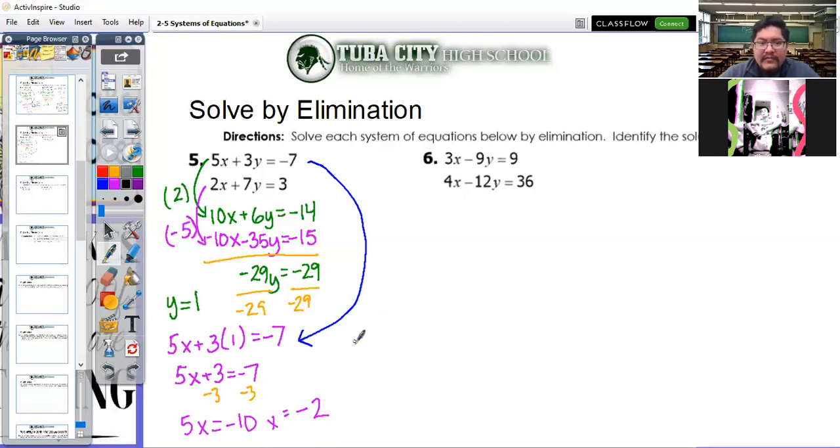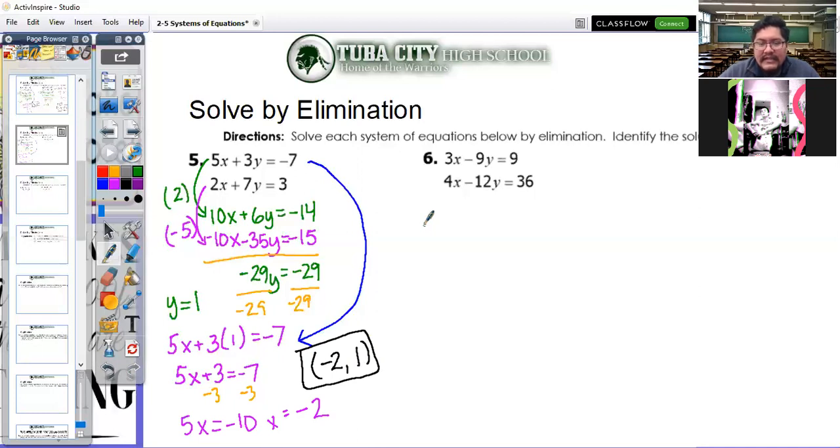Now that we have both of them, I'm going to go ahead and write it as an ordered pair. So x is negative 2 and y is 1. So put that in ordered pair form. And it looks like we are done with that one. Okay.